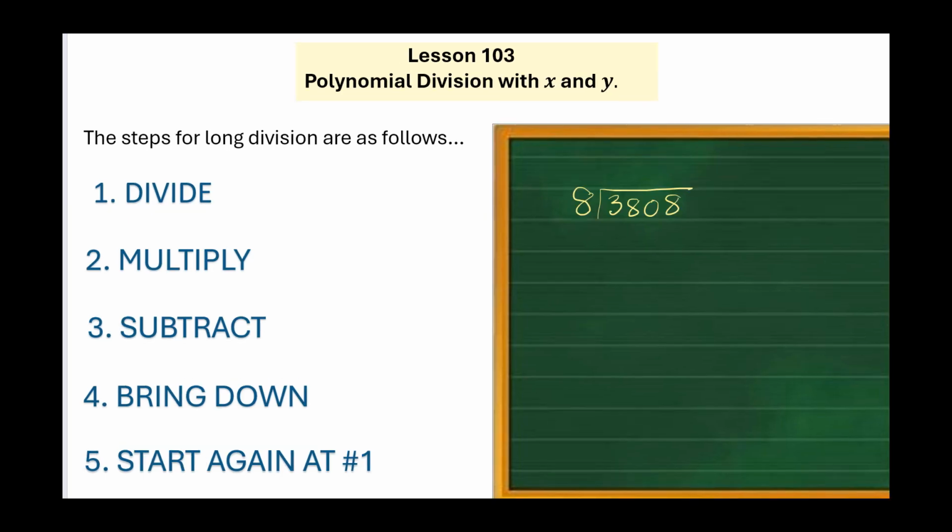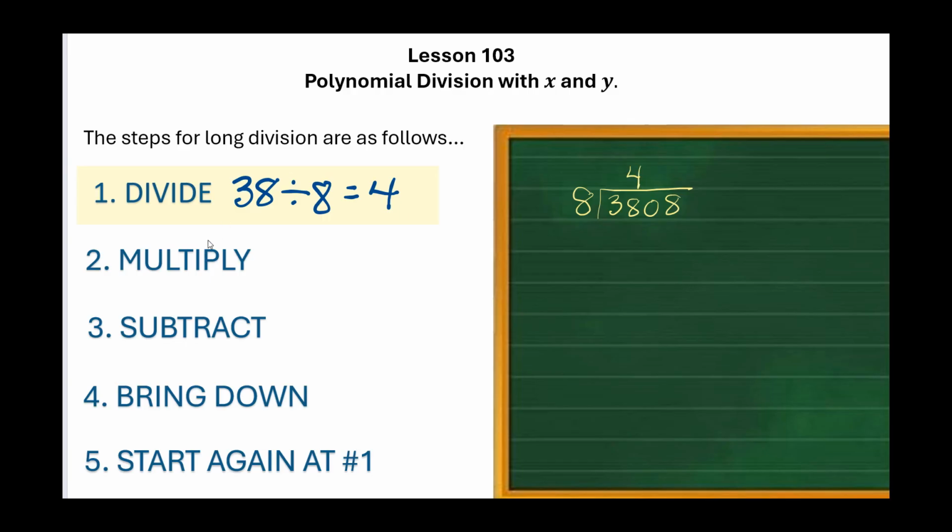So let's just say we have this problem, 8 divided into 3,808. And what do we do first? The first thing we do is divide. So what do we divide? We tried to divide 8 into 3, but that's not going to happen because 8 is bigger than 3. So we're going to divide 8 into 38. So 38 divided by 8 is about 4. 8 will go into 38 4 times, and so we will put that 4 right here.